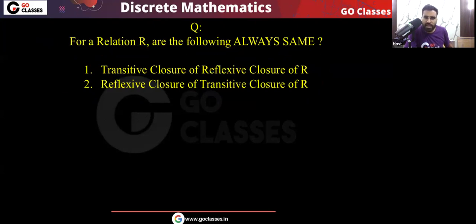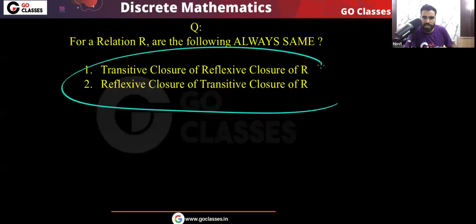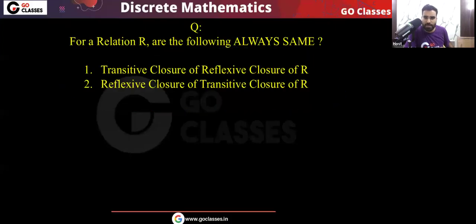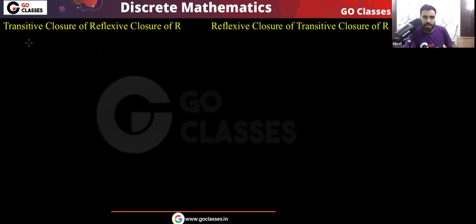Let me tell you the answer. The answer is yes. Transitive closure and reflexive closure are commutative. You can perform them in any order. The result will always be the same. Can we prove it? Yes, of course. Actually, the proof is very simple, because if you notice, reflexive closure and transitive closure do not interfere with each other. Okay, let me explain.